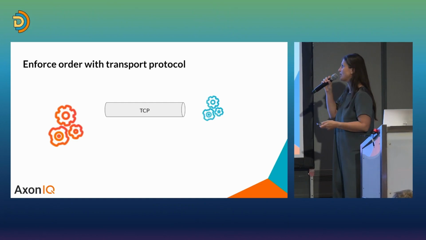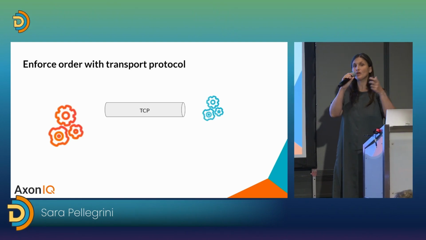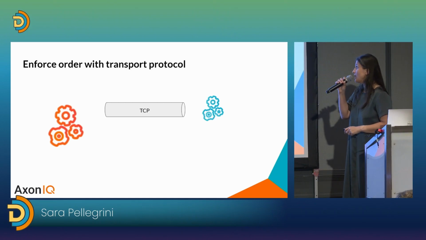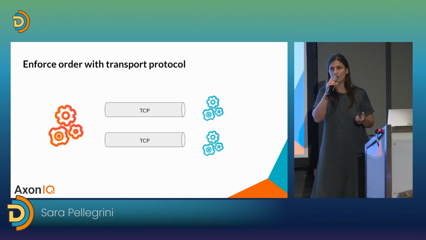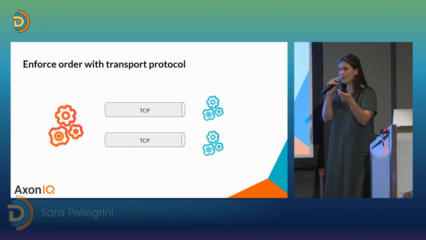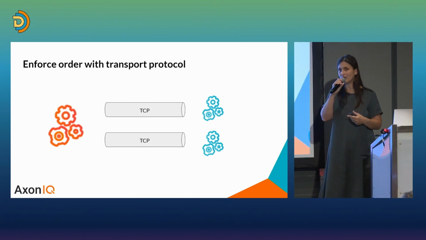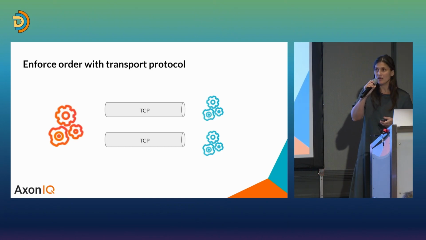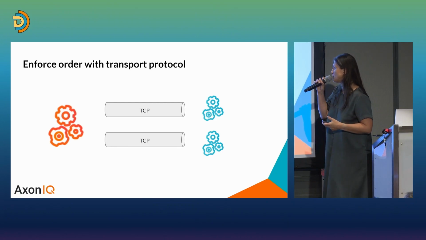For example, in this example, we can guarantee the order of messages coming from the orange component to the blue one if we use a TCP channel. That's great, but what happens if we need to scale up the blue component? In this case, we cannot guarantee the order of messages, because there are two TCP channels and the two blue components are operating concurrently. So it is impossible to guarantee the order of execution of these messages.